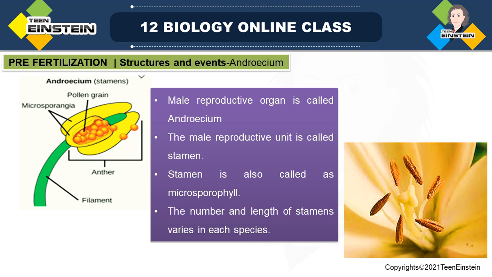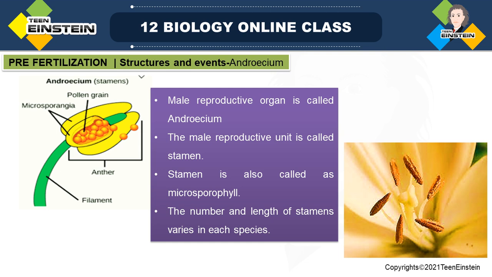And stamen is also called microsporophyll. It's a very important MCQ, microsporophyll. Stamen is the microsporophyll, which is a very important MCQ for the NEET exam. You will get this question: which part is known as microsporophyll? The stamen is known as microsporophyll. And in each species of plant, the number of stamens and the length of stamen vary.